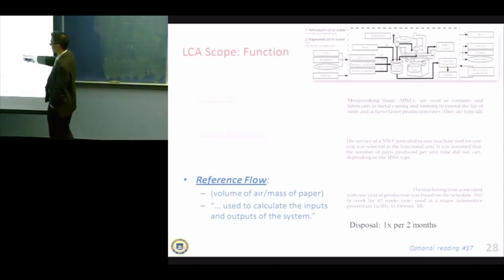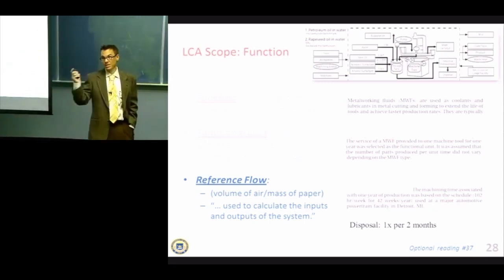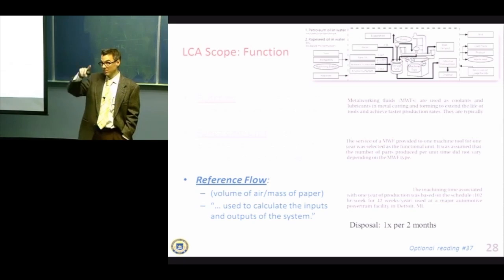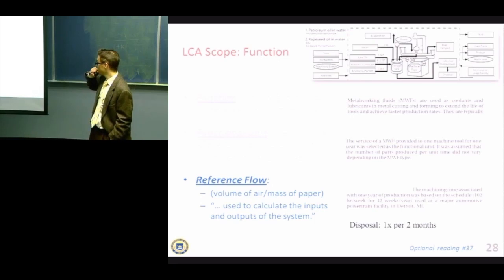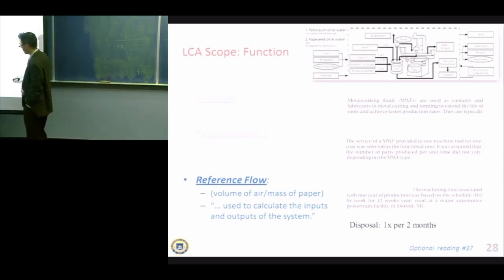So 102 hours a week, 42 weeks a year. You can convert that to minutes per year. And then gallons per minute, that's your pumping energy. That's important because that turns out to be significant in the study. And then you've got to think about your disposal rate.